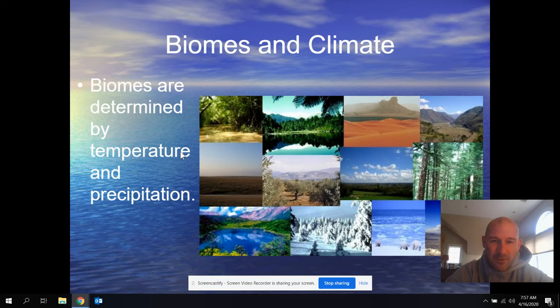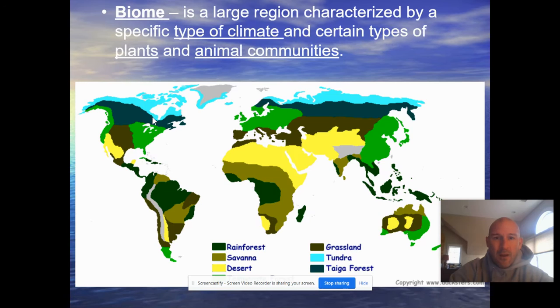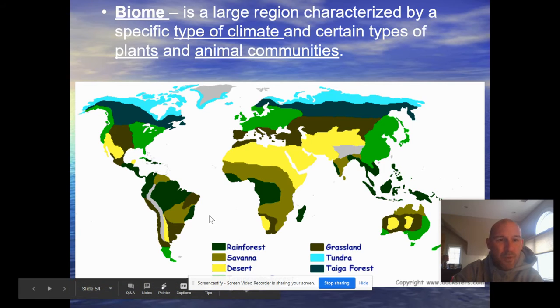So we'll give some definition here. A biome is a large region characterized by a specific type of climate and certain types of plant and animal communities. So the climate and then the flora, which are plants, and the fauna, which are animals, really define various biomes. And there are a lot of different biomes out there, but we focus on just a few of them here in this class, right?